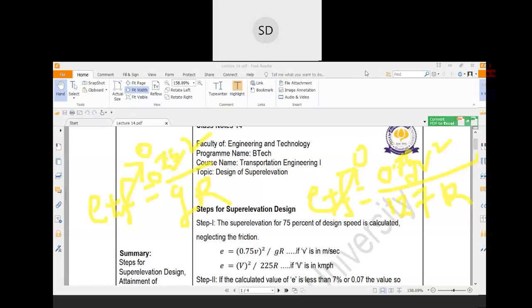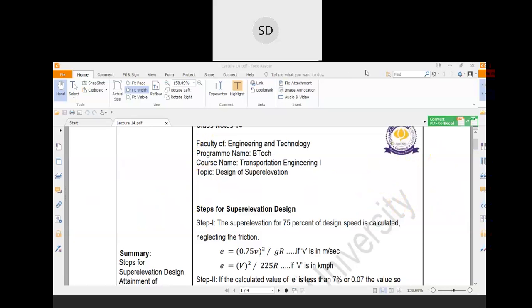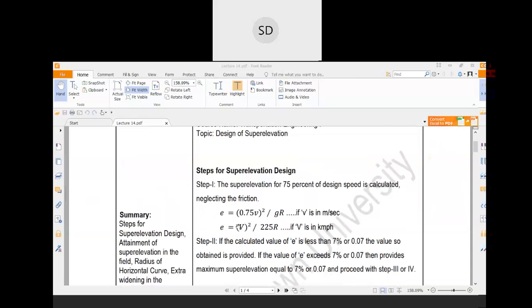If you consider 75% of the design speed, your equation would be E equal to (0.75 V) whole square divided by GR, where V is in meter per second. Or if you want to calculate directly through kilometer per hour, in that case directly you can get V square divided by 225 R. Okay, so in this way, first you have to calculate the value of the super elevation, or the value of E.